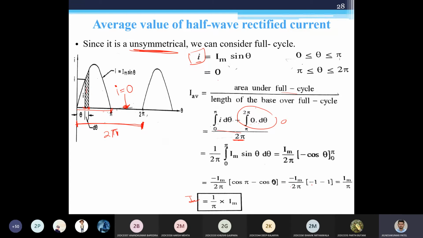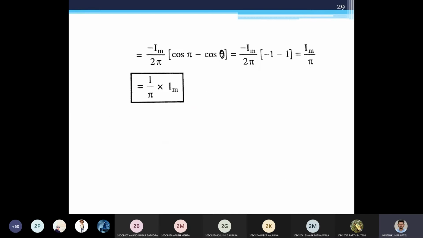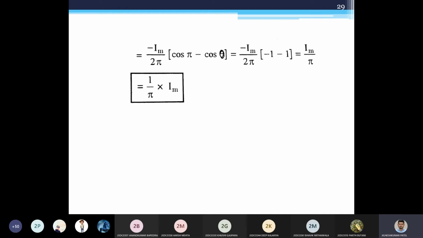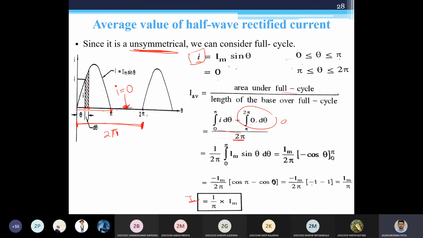You can even calculate that value. I am not calculating that value right now, but you can calculate that value. But it's general Im by pi. Earlier we have 2 Im by pi in case of full cycle. This is just a detailed derivation one more time. I'm not going into that. That's the same thing which we have covered.